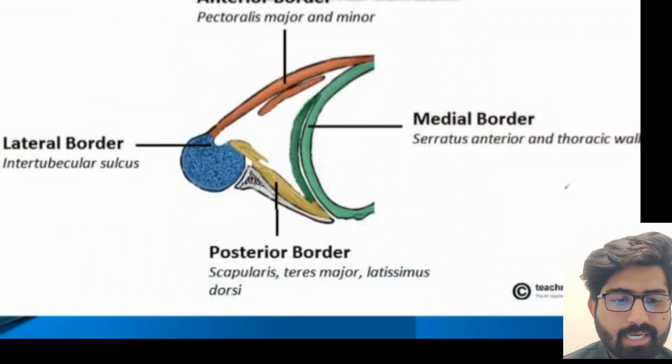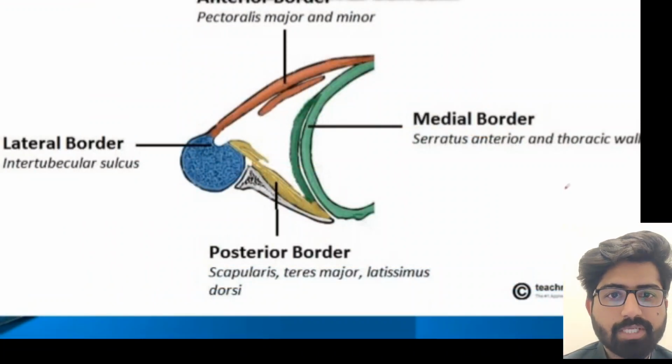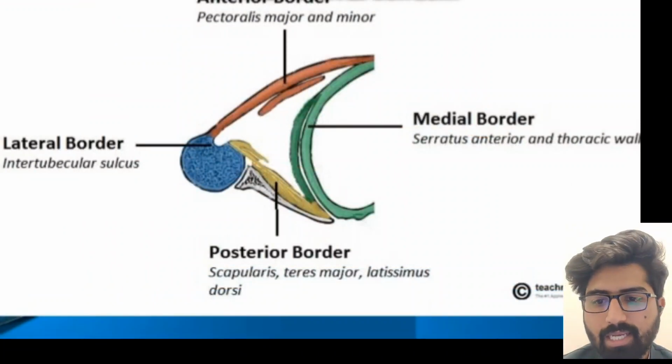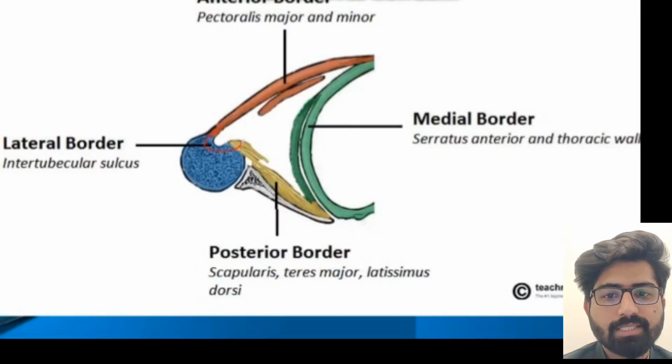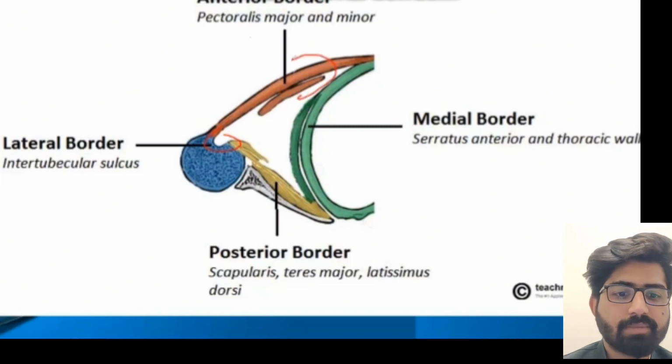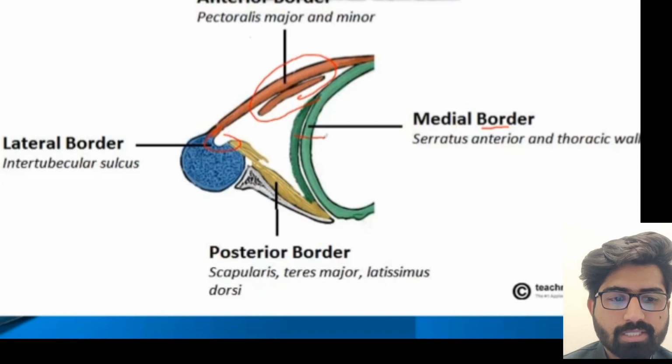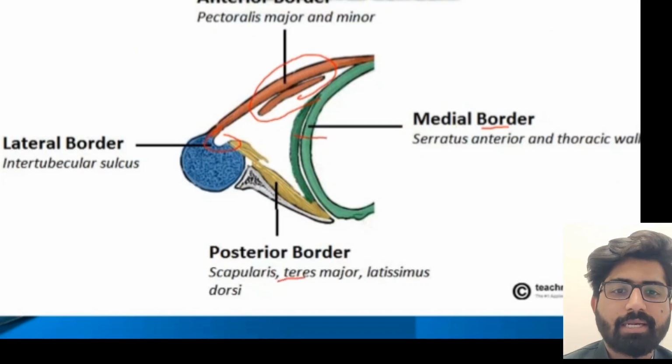This is another diagram showing the different boundaries of the axilla. The lateral border is formed by the intertubercular sulcus, the anterior border is formed by the pectoralis major and pectoralis minor, the medial border is formed by the serratus anterior and thoracic wall, and the posterior border is formed by the subscapularis, teres major, and latissimus dorsi.